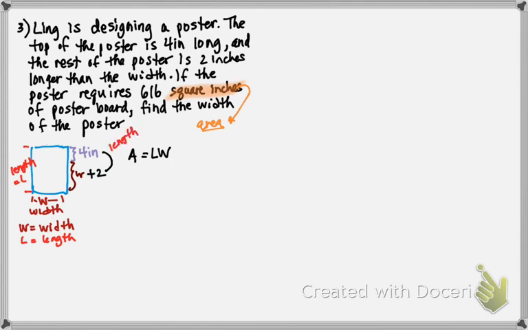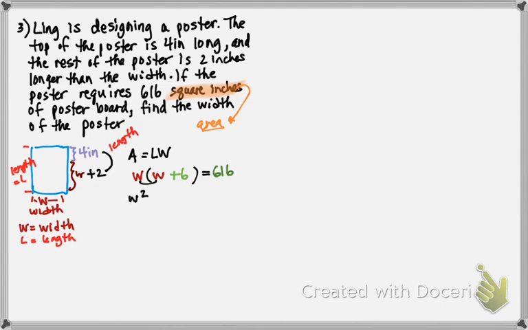The width is just the W. So I'm going to get W times the quantity W plus 6. 2 plus 4 is 6. And that's going to be equal to the total area, which they told me in the problem, is 616. Okay, so I'm going to go ahead and solve this, distribute.